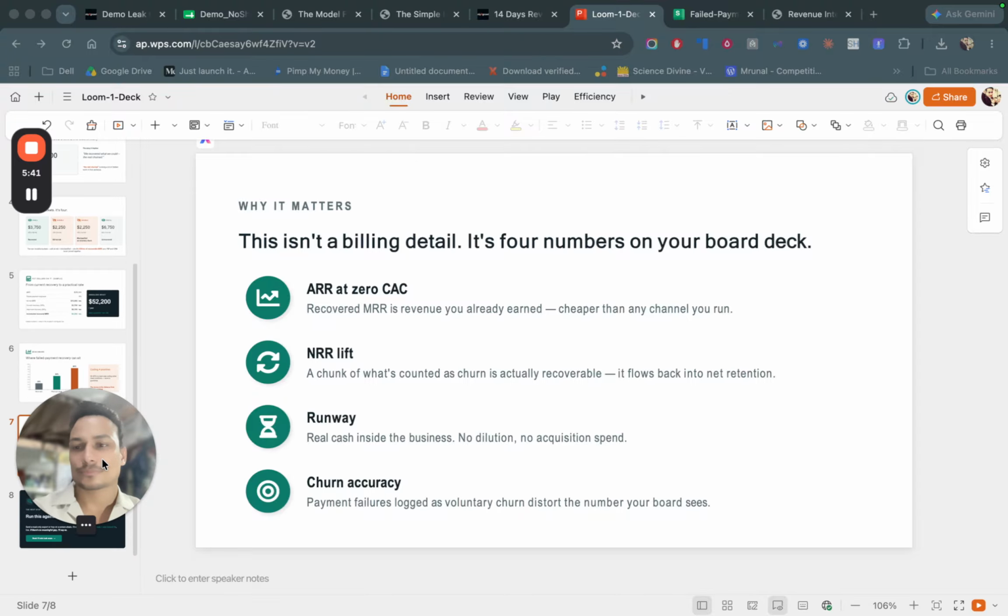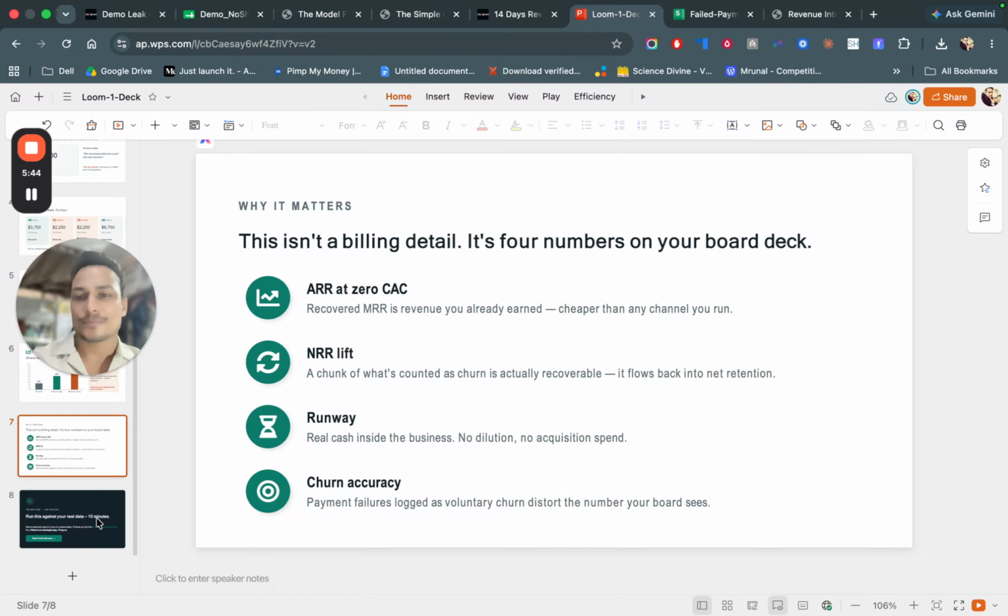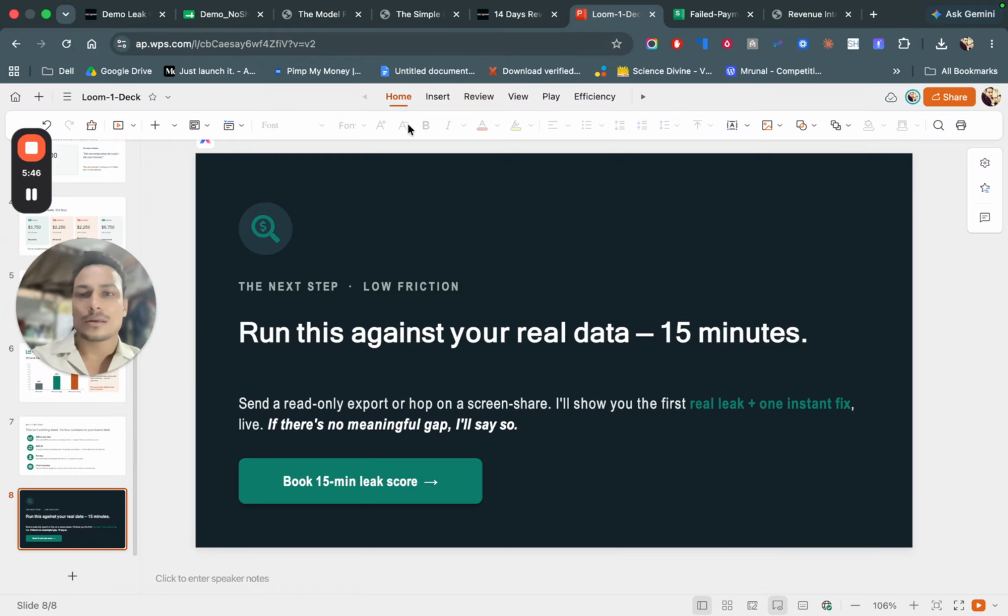So in the end, if this is useful, here's a low friction next step. Send me a read-only export or screen share of your recovery data, and I will run the model against your real numbers and show you the first actual leak and an instant fix live in about 15 minutes. If there is no meaningful gap, I will tell you, and you walk away with your real numbers. Either way, you know everything is good, or you can reply and grab your time, link below.